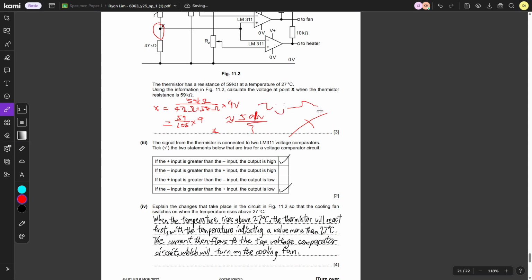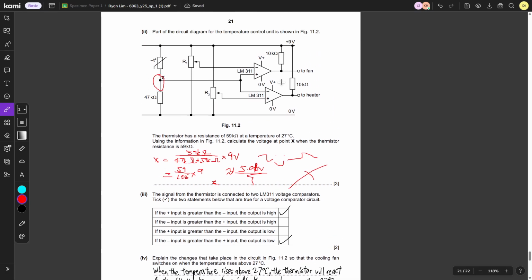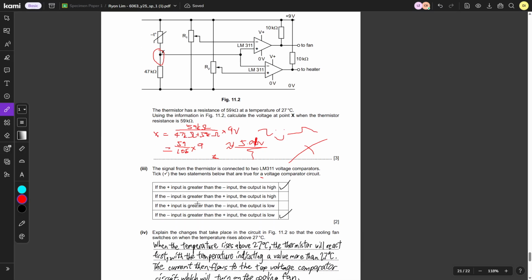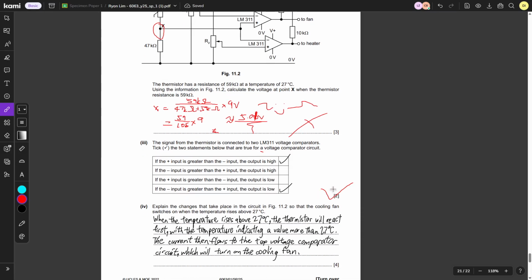So the signal from the thermistor is connected to two comparators. Take the 2 statements that are true for a voltage comparator. Okay, if plus is higher than minus, output is high, correct. Minus is greater, no. Plus, no. Yes, this is correct. 2 marks.